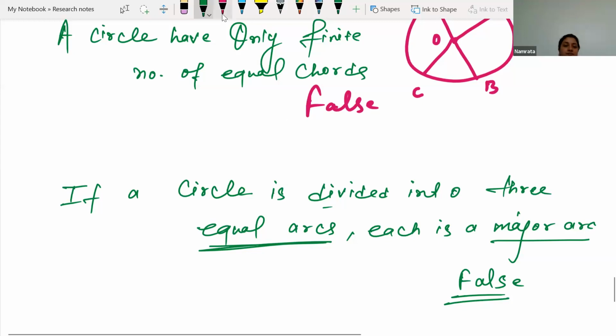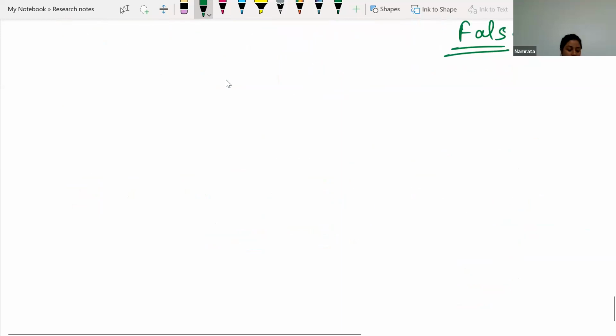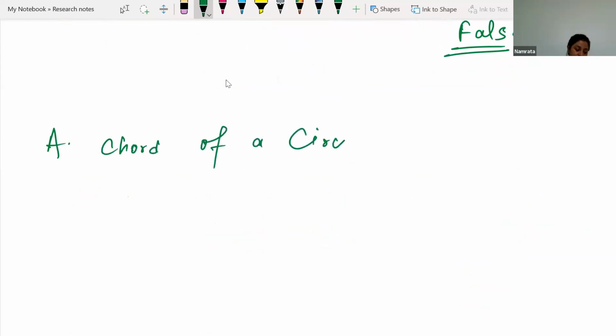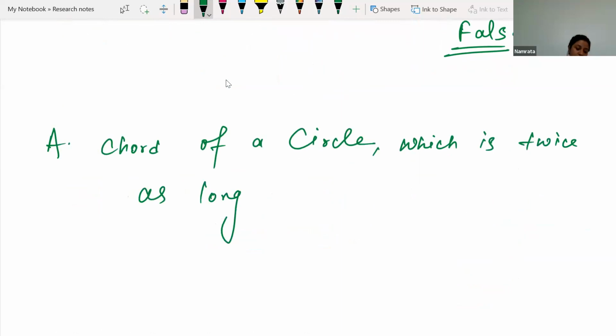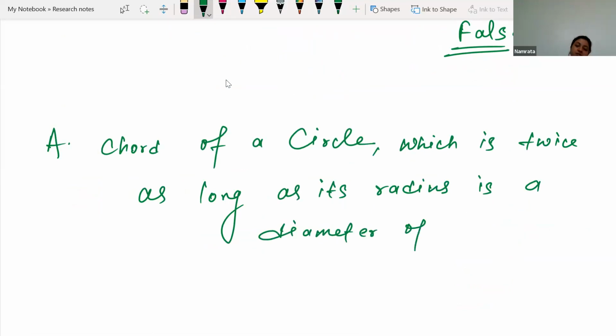Okay, let's continue. A chord of a circle which is twice as long as its radius is a diameter of the circle.